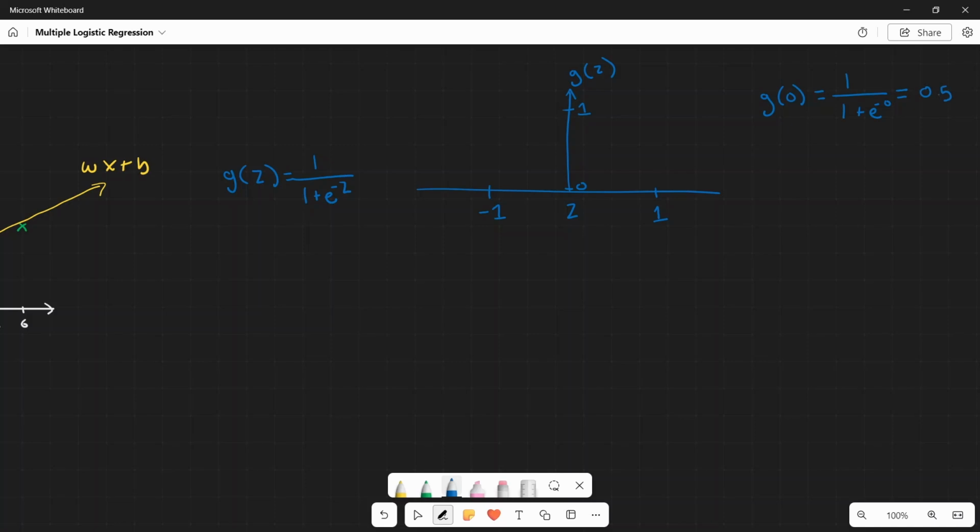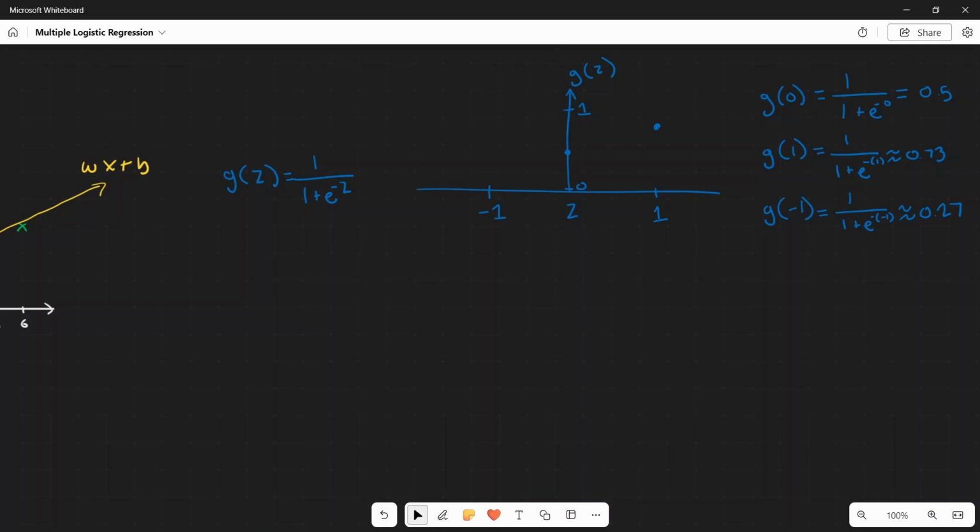So g of 0 is equal to 0.5, which is right in the center. G of 1 is about 0.73, which is around there. And g of negative 1 is about 0.27, which is around right there. And if you continue to plot points, you would get a line something like this. And as z approaches infinity, g of z would approach 1. And as z approaches negative infinity, g of z would approach 0.